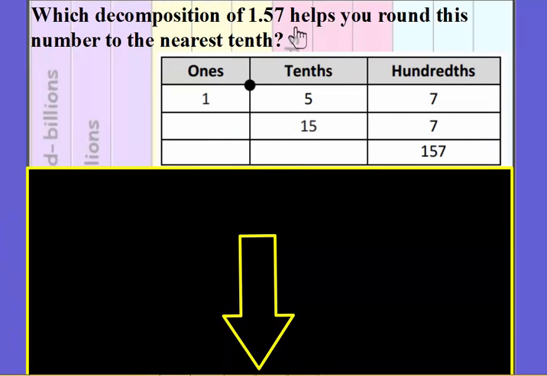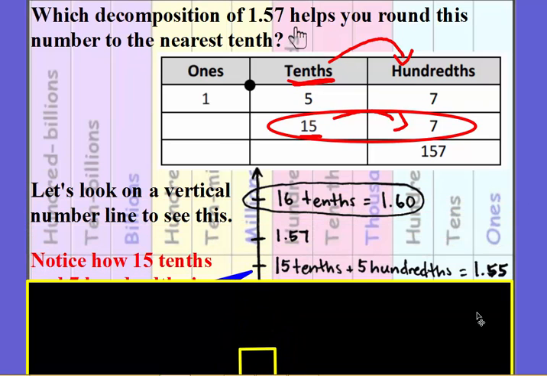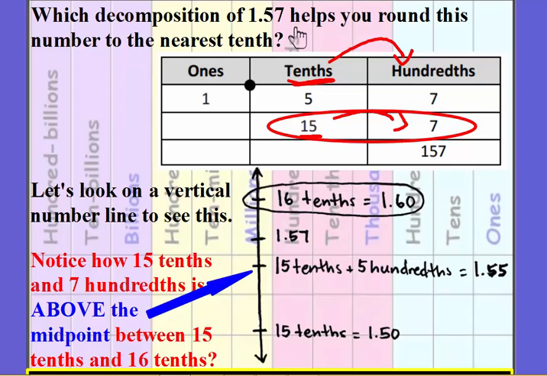All right, we're going to use this chart now for this rounding. Which decomposition of 1 and 57/100ths helps you round to the nearest tenth? Well, I'm in tenths, so I look at the place value to the right. So here is my largest possible tenths, and I look at the place value to the right. Okay, I'm going to plot it on a vertical number line, and I'm just going to mark off what number I could round down to, what number I could round up to. I can round down to 15 tenths.